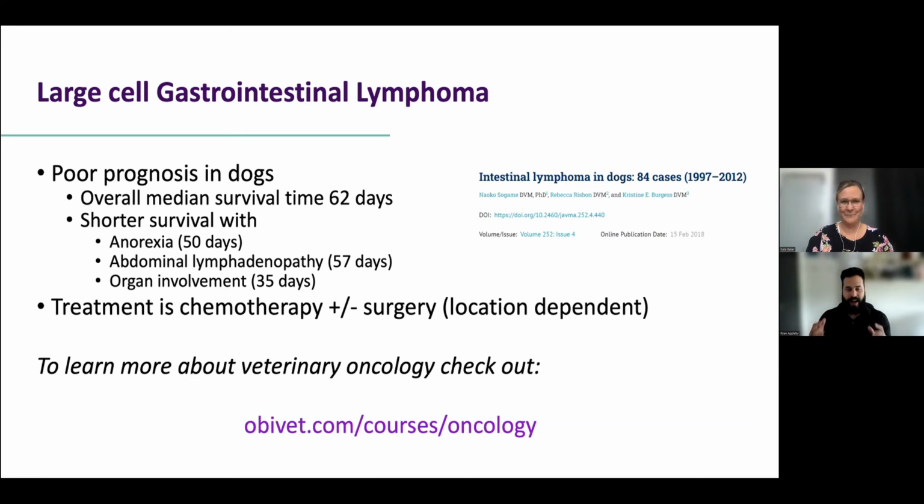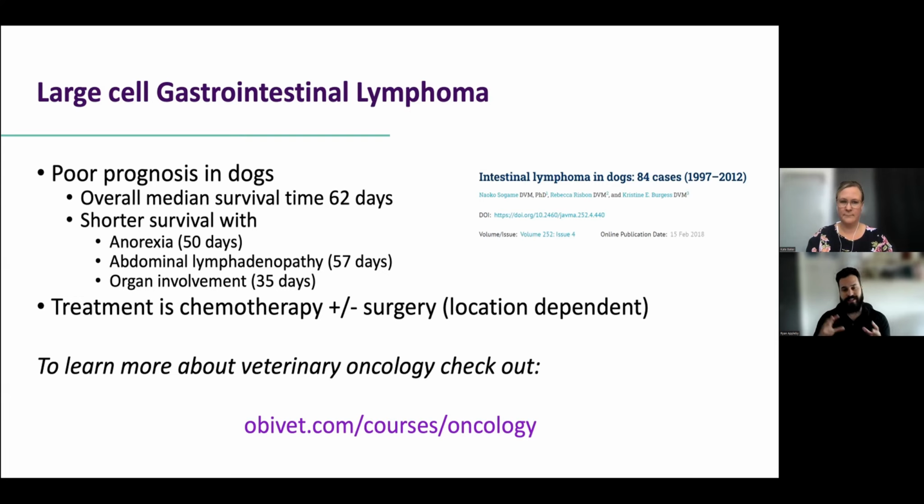So, as Dr. Baker said, large cell gastrointestinal lymphoma, not the best diagnosis for our patients. These have a poor prognosis in dogs. This is a nice article from JAVMA in 2018 that looks at intestinal lymphoma in dogs, 84 cases, so a nice population size. They found that overall mean survival time was only 62 days. So unfortunately not very far. And then there were shorter survivals with both anorexia, abdominal lymphadenopathy, and other organ involvement.